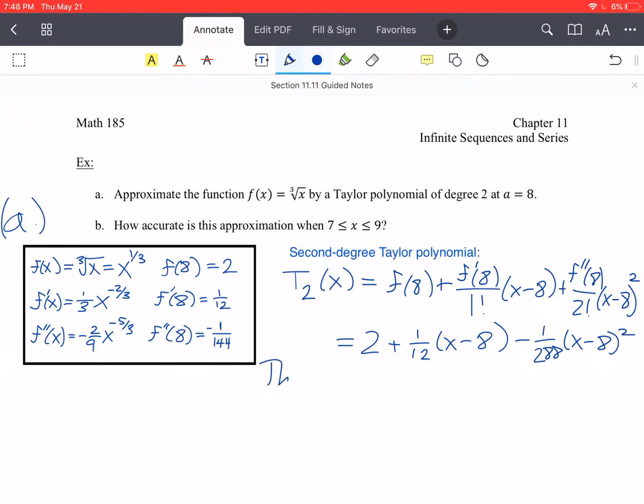So thus, we have the cube root of x is approximately equal to that second degree Taylor polynomial: 2 plus 1/12 times x minus 8 minus 1 over 288 times x minus 8 squared.